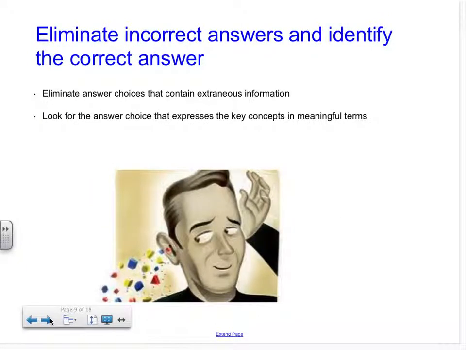And as always, remember to eliminate incorrect answer choices and identify the correct answer. Eliminate answer choices that contain extraneous information. Look for the answer choice that expresses the key concept in meaningful terms.